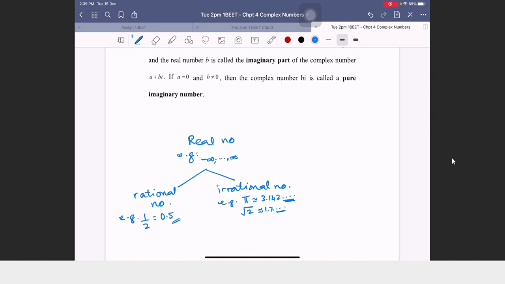It's not like 0.6666, where the digits are the same. That type goes to the rational numbers. This is only for your understanding. What I'm trying to say here is that previously you learned about the number system: a subset of rational is integer, a subset of integer is natural number, and then you have whole number.